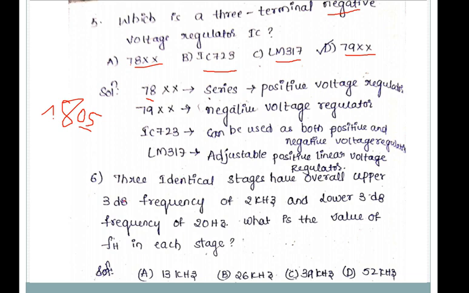And the sixth question is: 3 identical stages have an overall upper 3 dB frequency of 2 kHz and a lower 3 dB frequency of 20 Hz. What is the value of FH in each stage? This question is from ECA, from multi-stage amplifiers, that is from analog electronics.